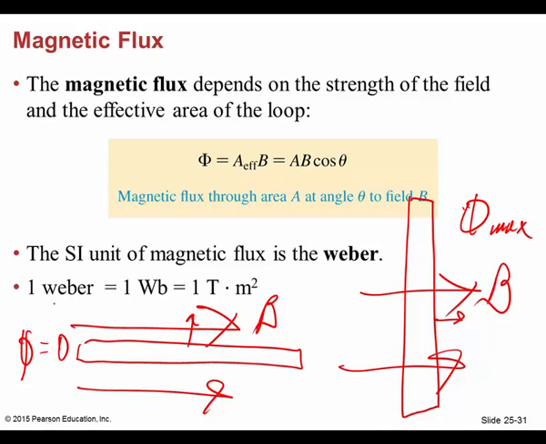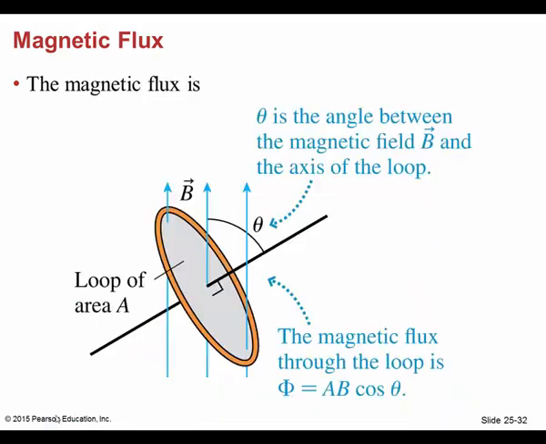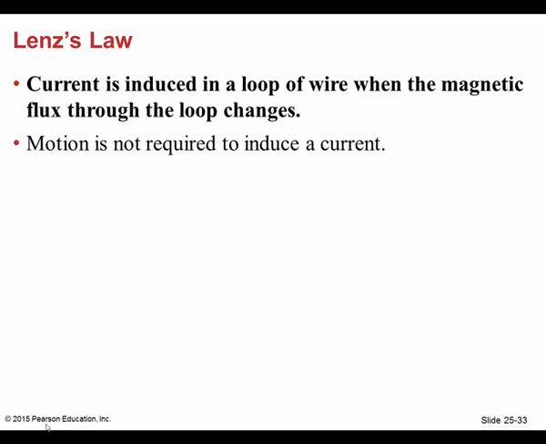Of course, the Weber is the unit of flux, and it's a Tesla meter squared. Tesla meter squared, or a Weber. That's the unit for flux. And again, still talking about the angle, how the angle makes a difference.